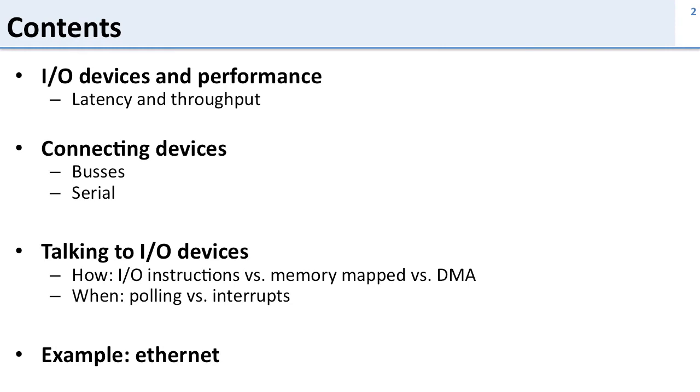Then we're going to go on to talk about how you talk to the I/O devices. That is, how are we going to send data back and forth to them? We're going to cover three different ways of doing this: I/O instructions, memory mapped, and DMA, that's direct memory access. And we're going to discuss when you talk to devices. So are you polling for data, or do you get an interrupt when data is ready? And finally, we're going to go over an example, which is how Ethernet works.